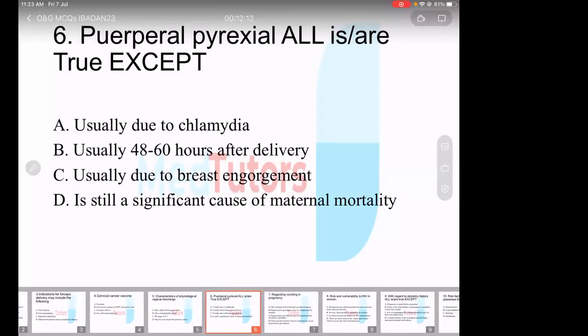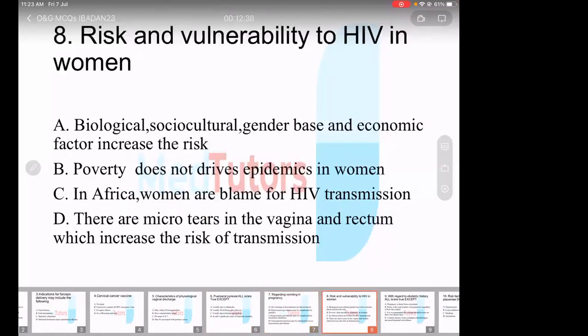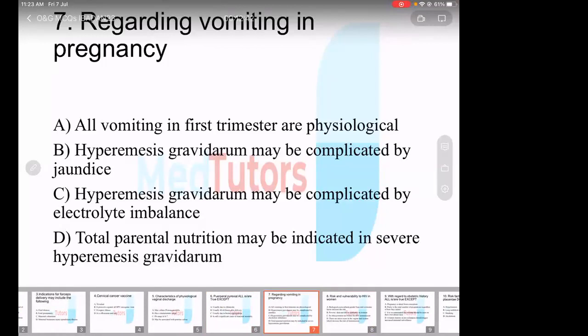Then we have question 7 regarding vomiting in pregnancy. A, all vomiting in first trimester are physiological. Well, just because a woman is pregnant, you can't say that, so it can as well be pathological. B, hyperemesis gravidarum may be complicated by jaundice. Yes, this is correct. C, hyperemesis gravidarum. D, total parenteral nutrition may be indicated in severe hyperemesis gravidarum. This is as well true. So the only odd option here is A.